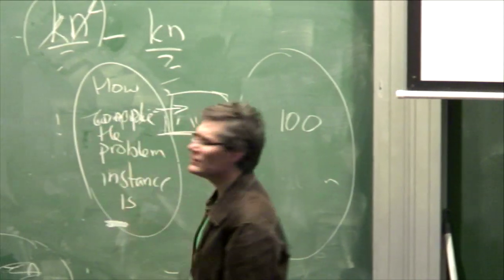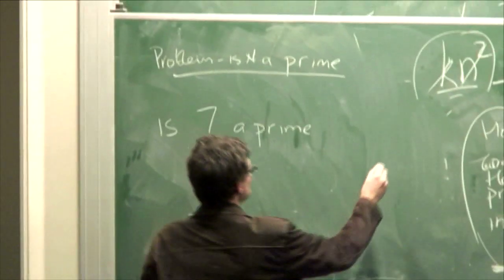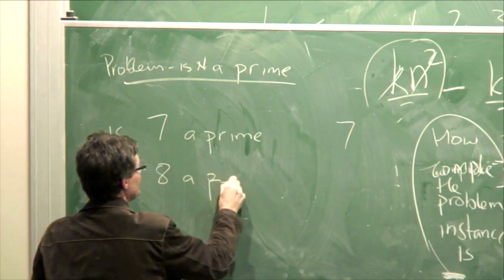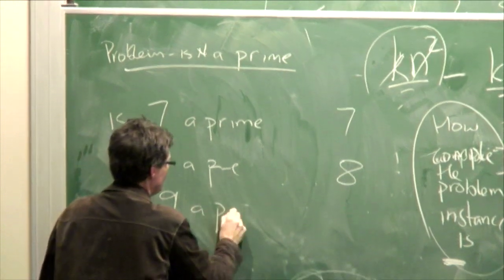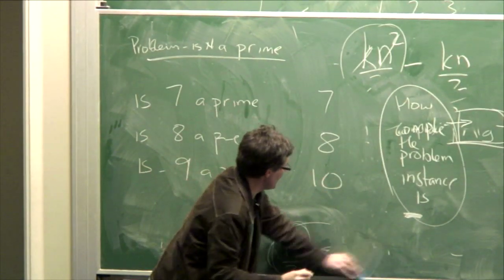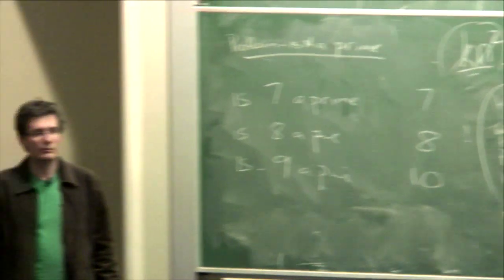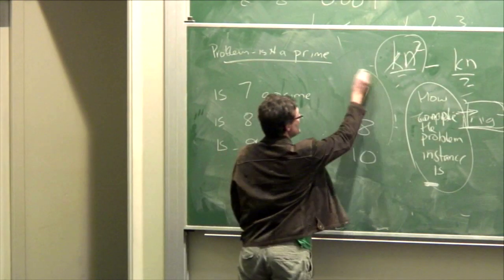What is the size of the problem? Suppose if I put in, is 7 a prime, suppose it takes 7 seconds to solve that. And then I say, is 8 a prime? And it takes 8 seconds to solve that. And then I say, is 9 a prime? And it takes 10 seconds to solve that. What does it look like? What's the relationship between the size of the input and the amount of work it does?